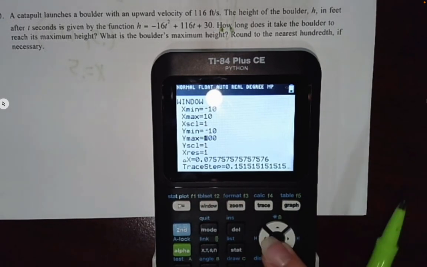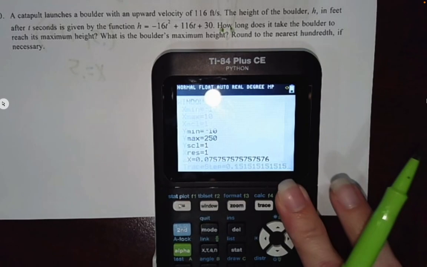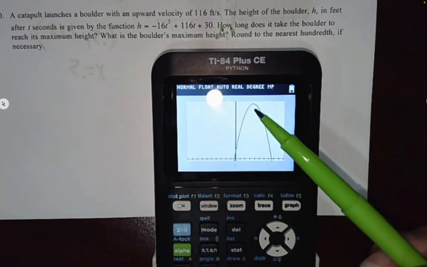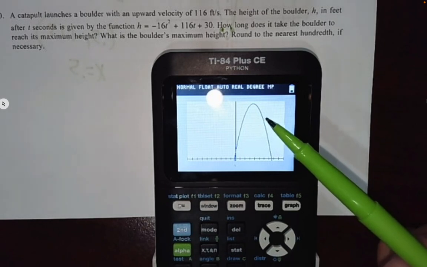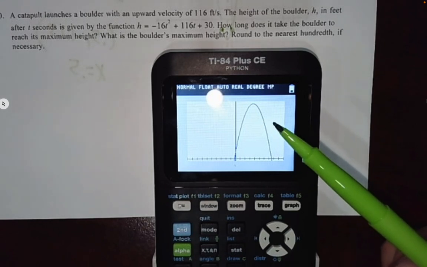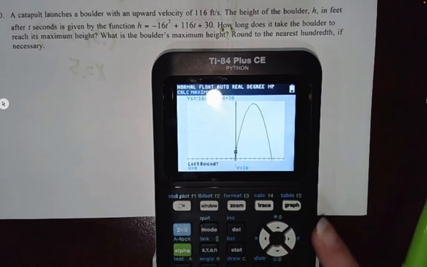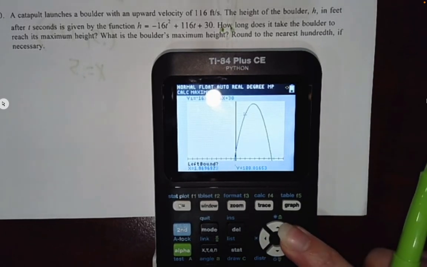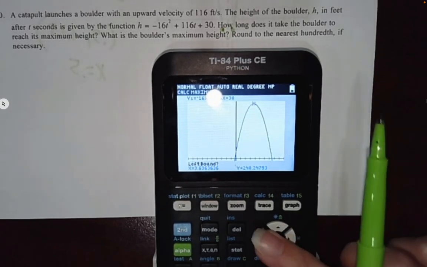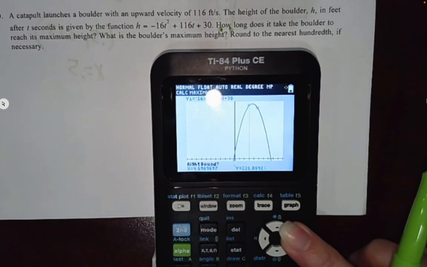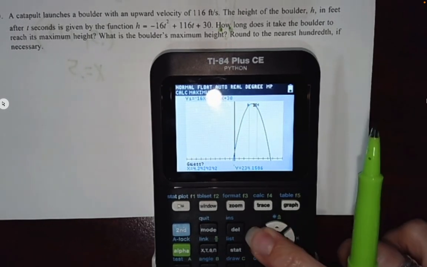So let me just try 250. And, oh, I do see the top at 250. Okay, that's what you're looking for. What is that top, the maximum? So now we're good to press second trace, number 4. And here is the tip top. So what do we do to find it? We go to the left, press enter, go to the right of it and press enter, and back to the tip top.